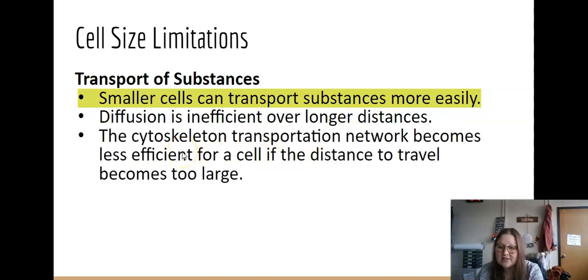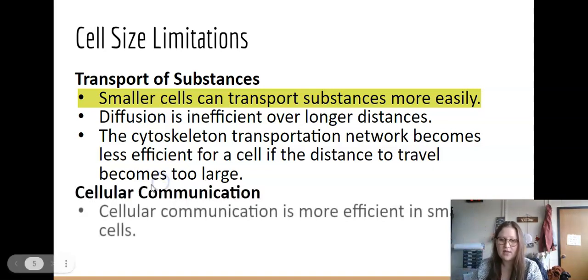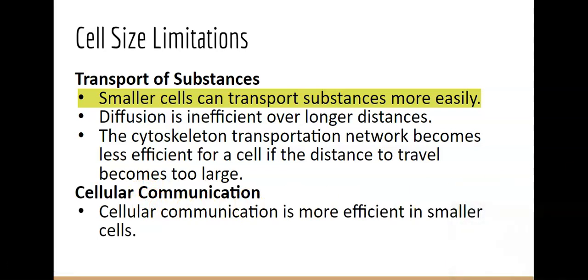The cytoskeleton transportation network, those little spindle fibers that move everything, becomes less efficient for a cell if the distance to travel becomes too large. They have the energy to move things longer distances more efficiently than diffusion, but they can't go very, very far distances. And then cellular communication is also more efficient in smaller cells.